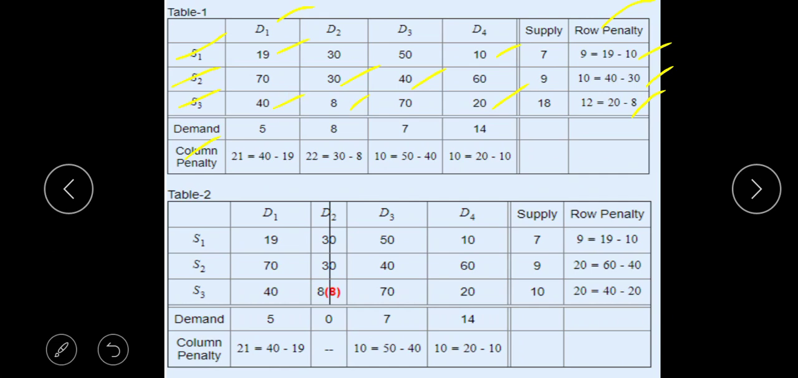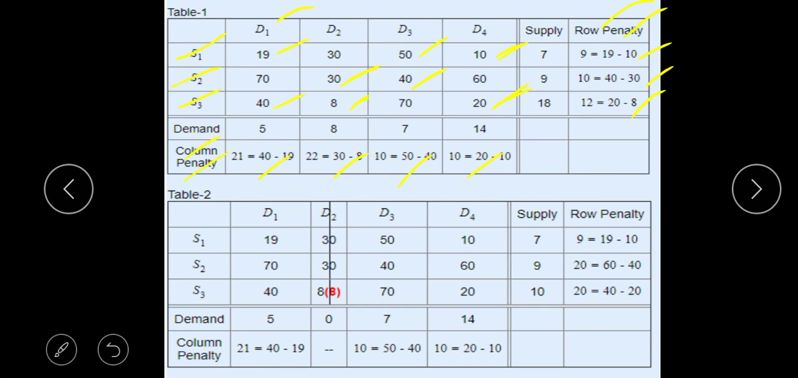Next least cost is 40. So difference 40 minus 19, 21. Least cost 8 in case of D2. Next least cost is 30. 30 minus 8, 22. And in case of D3, least cost 40. Next least cost is 50. What is the difference? 10. And in case of D4, least cost is 10. Next least cost is 20. The difference is 10. Now we have identified both row penalty as well as column penalty.